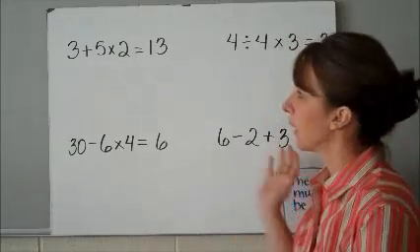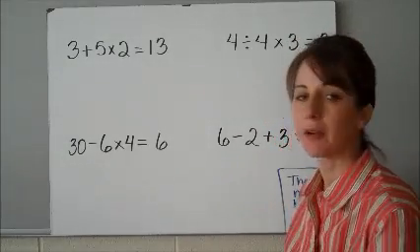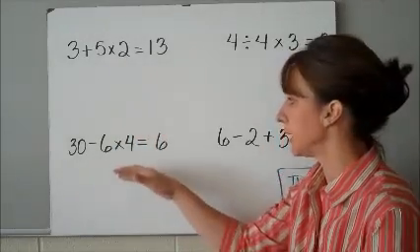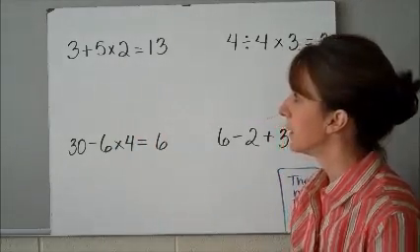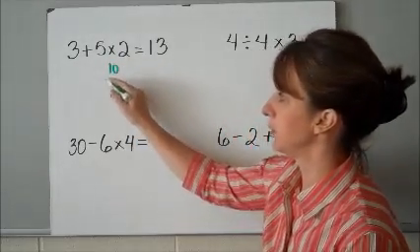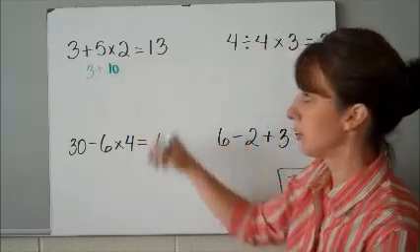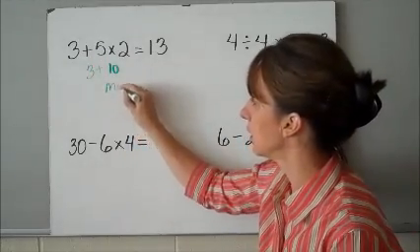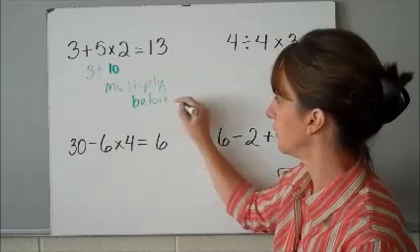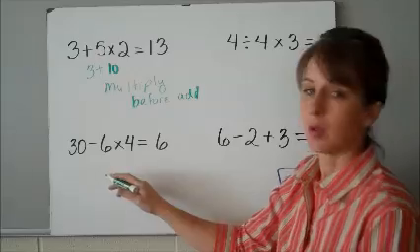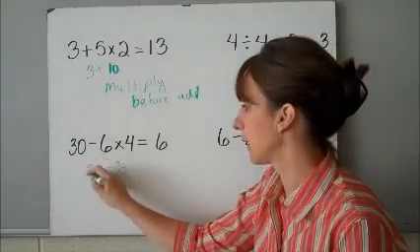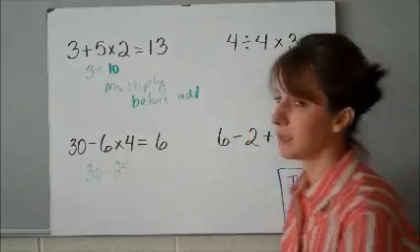Today in class you solved problems that looked like this. You were given a calculator and you were asked to find why this one really equals 13 and this one really equals 6. And you found out here that if you multiplied 5 times 2 and then added, you got the right answer. So this one says multiply before you add. This one says multiply before you subtract, because 30 minus 24 is 6.